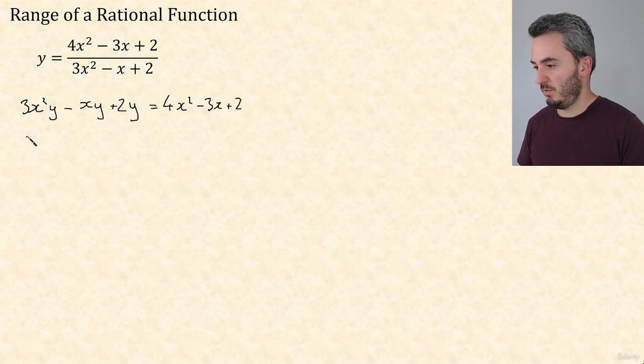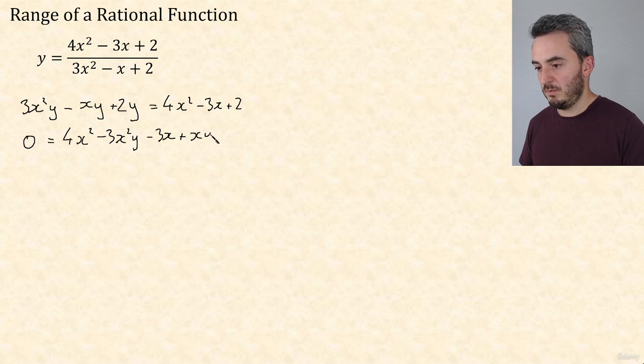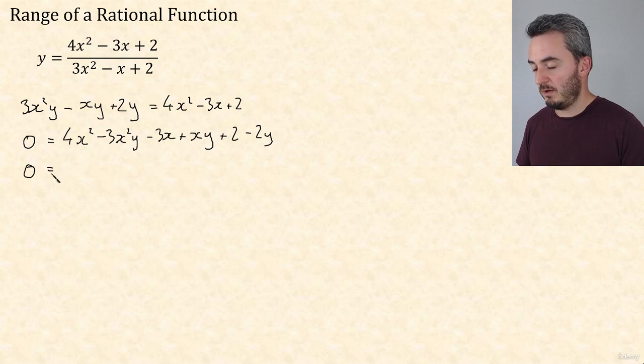Let's get everything over onto one side. So that's 4x squared minus 3x squared y minus 3x plus xy plus 2 minus 2y. Now let's get it crystal clear into our ax squared plus bx plus c.